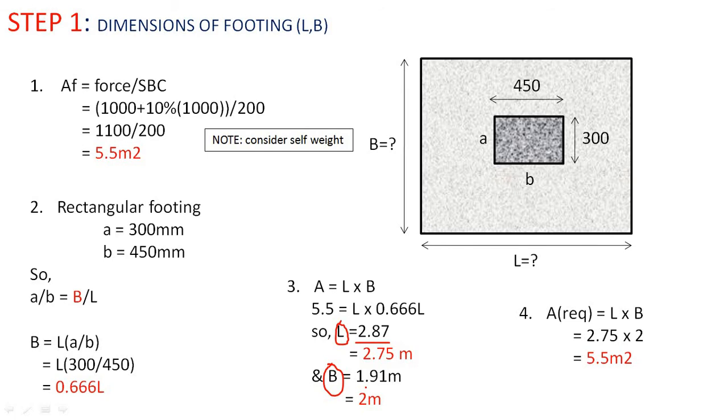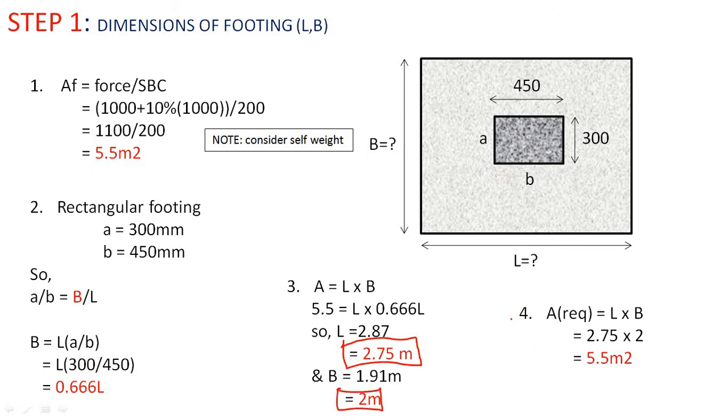So to make the area exact as 5.5 meter square, we will adjust the length and width of the footing. So I have adjusted the length and width of footing, and I have made the length of this footing as 2.75 and the width as 2 meters.